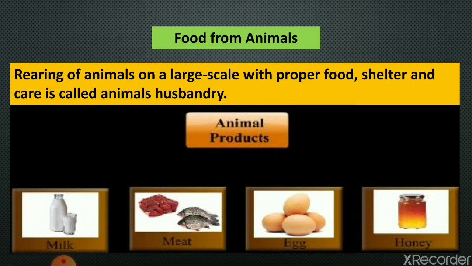And what products do we get from animals? We get milk, meat, eggs, honey. So many products are there that we get from animals. So this is the process of rearing of animals on a larger scale with proper food, shelter, and care. It is called animal husbandry.